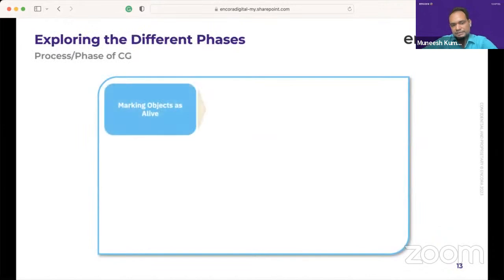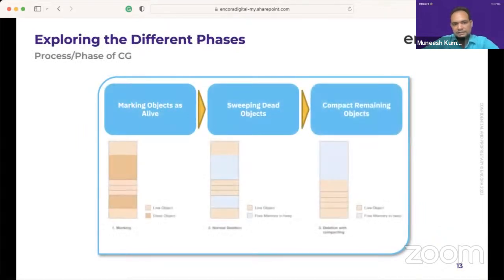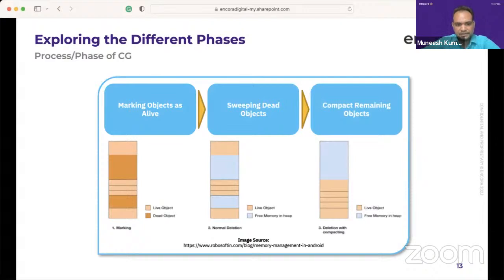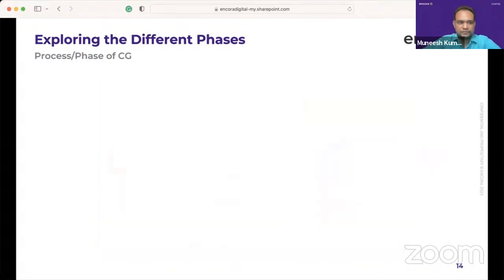So basically, there are three phases in which the garbage collector works. First of all, it identifies the live objects in memory and marks them. After that, it deletes all the unreferenced objects from memory, and in the third phase, it compacts the free space that comes due to the deletion of unreferenced objects.